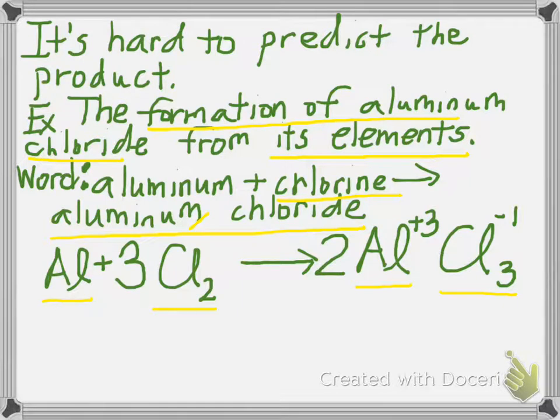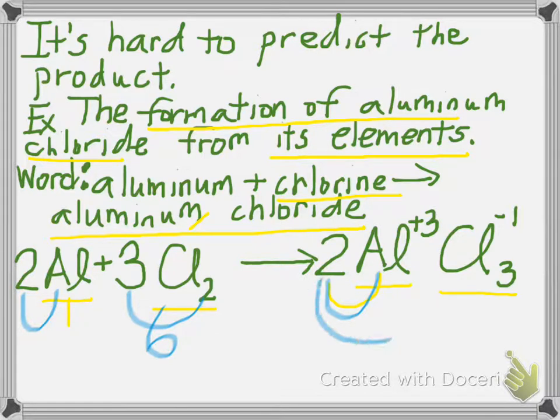So remember what that means is now I have 2 aluminums here, and over here, I only have 1. So to get 2 aluminums, I have to add a coefficient of 2 in front of aluminum on my reactant side. I think it's balanced now. I want to check it. So checking it here, I have 2 aluminums on the reactants and 2 aluminums on the products. I have 2 times 3, so 6 chlorines on the reactant side, and I have 2 times 3, 6 chlorines on the product side, so my chemical equation is properly balanced.